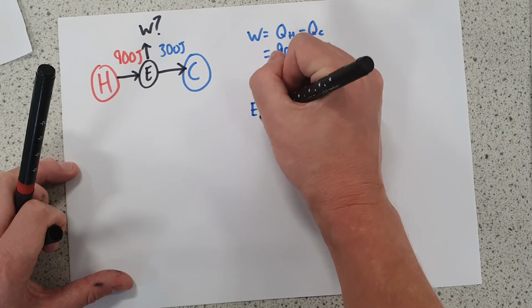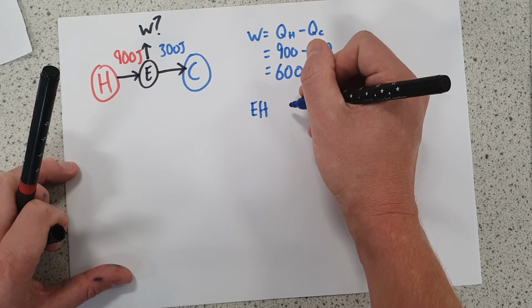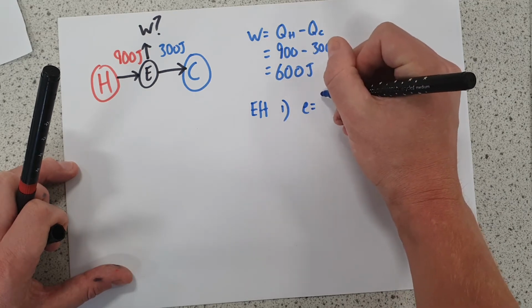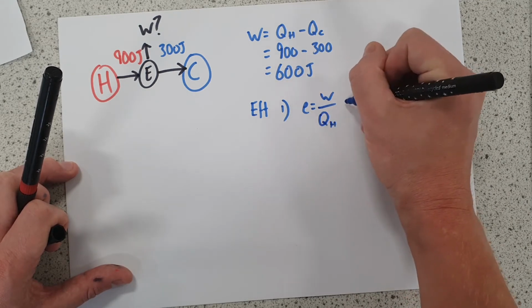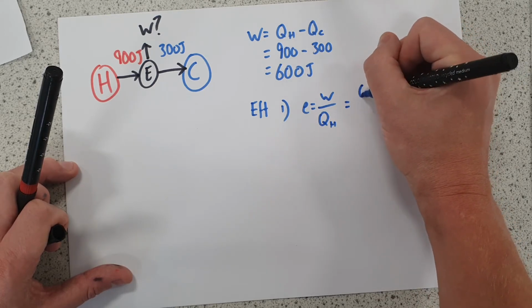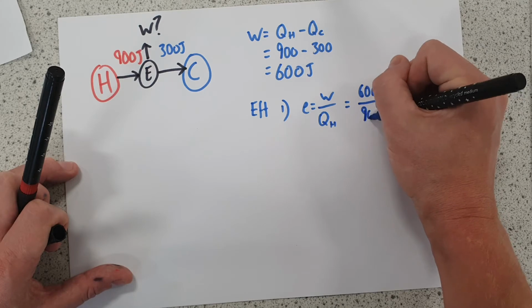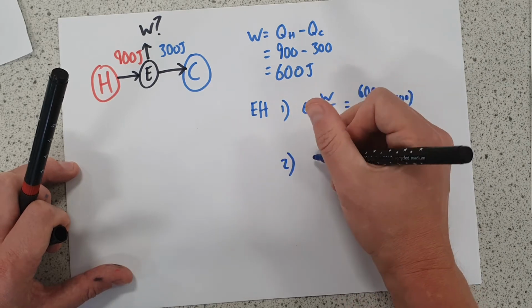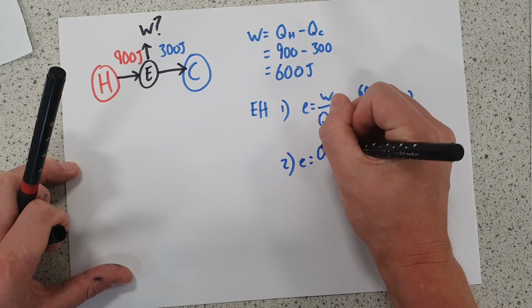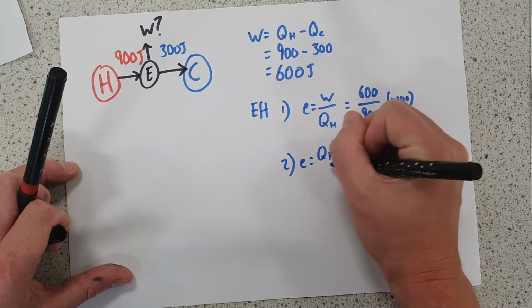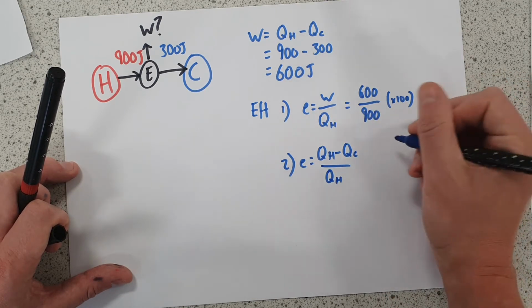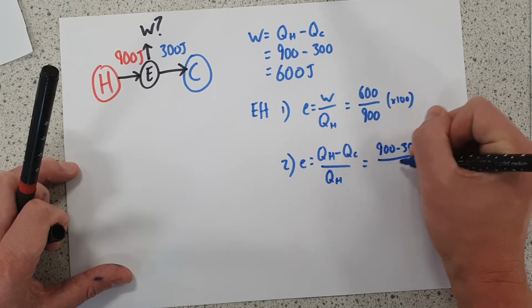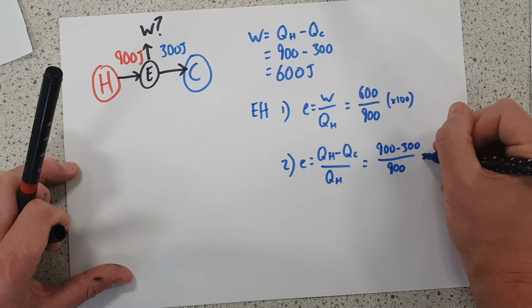Now the efficiency of this thing can be calculated, remember, in three ways. One, we could do E equals W over QH. So that would be 600 divided by 900, and then we times by 100. Two, we can do E is equal to QH minus QC all over QH. So this would give us 900 minus 300 all over 900. And then again we need to times by 100.